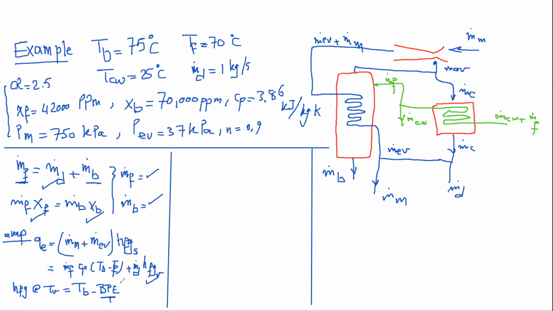Khalid? Yes, Doctor, in the energy balance, why didn't you consider the brine mass? Here it is. M dot feed is basically m dot distillate and m dot brine. So all the quantity has been heated to the TB.